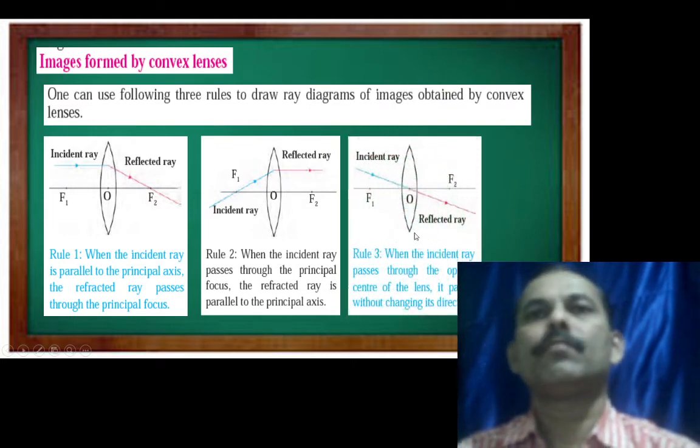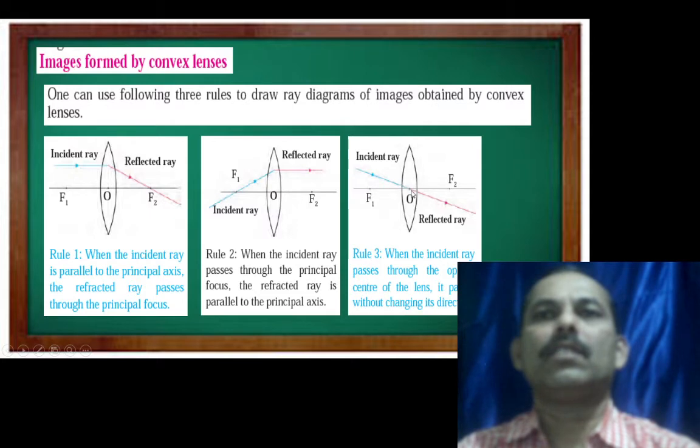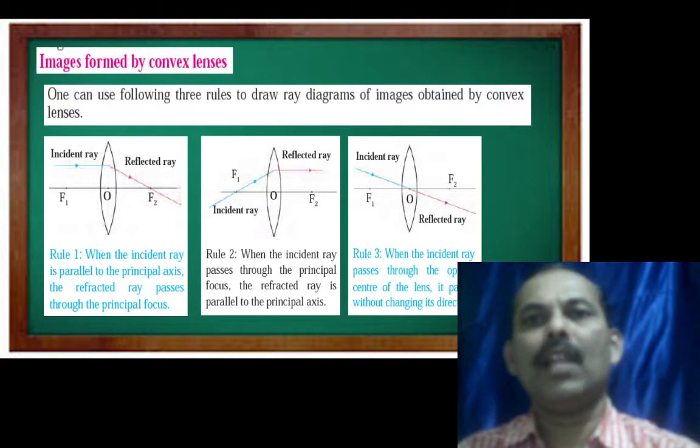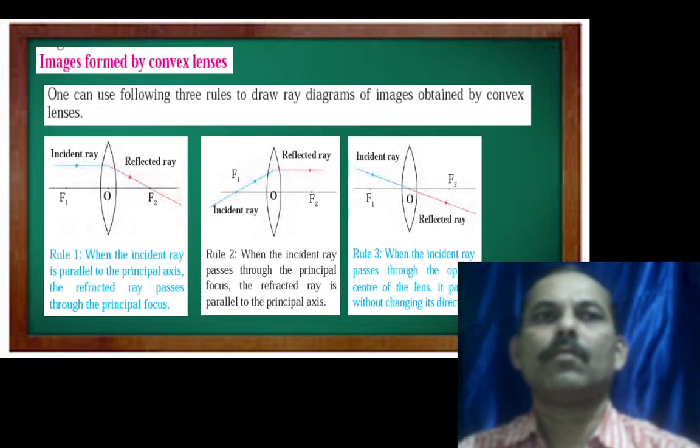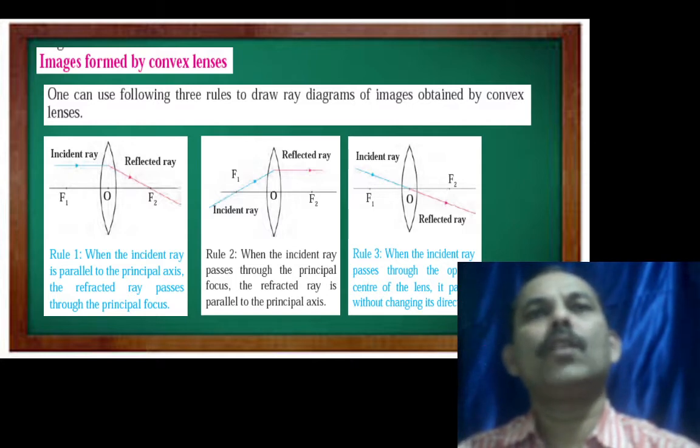And third, when the incident ray passes through the optical center of the lens, this is the optical center of the lens. When the incident ray passes through the optical center of the lens, it passes through this lens without changing direction. So these are the three different rules which are useful to draw the ray diagram.